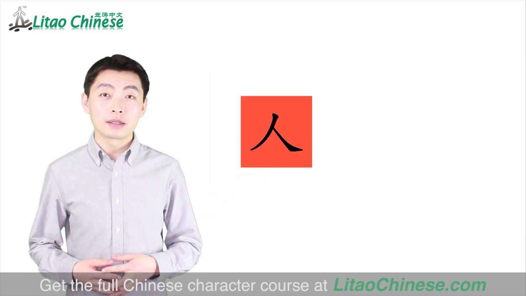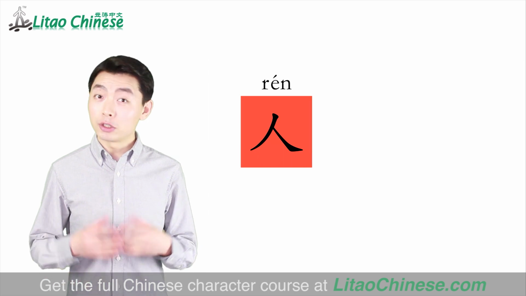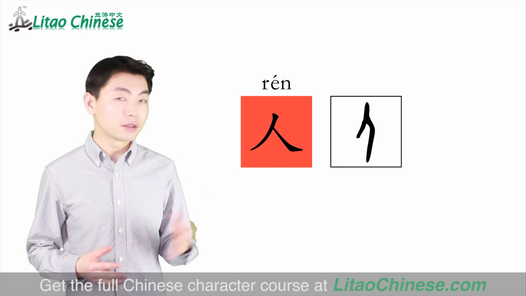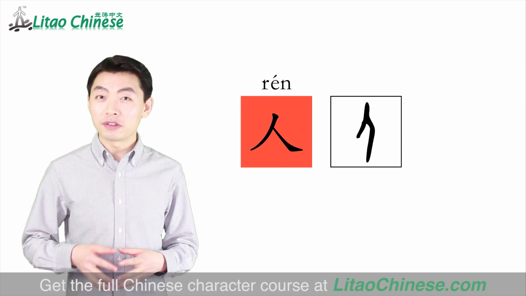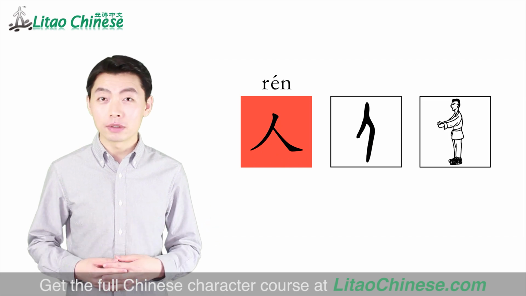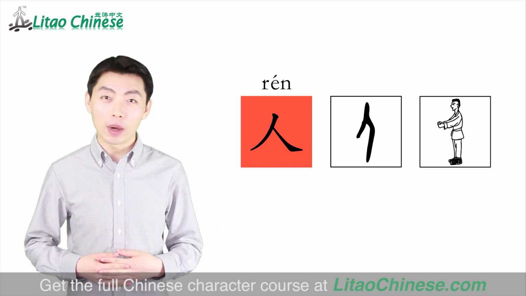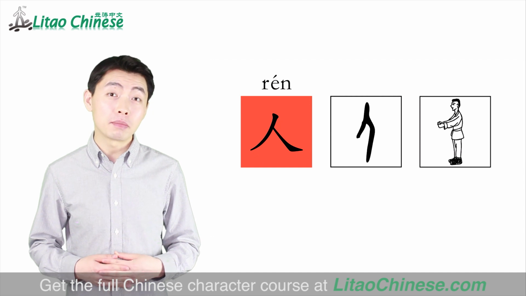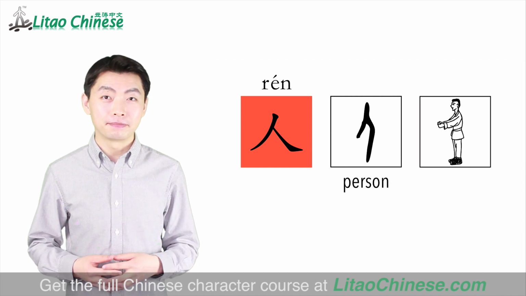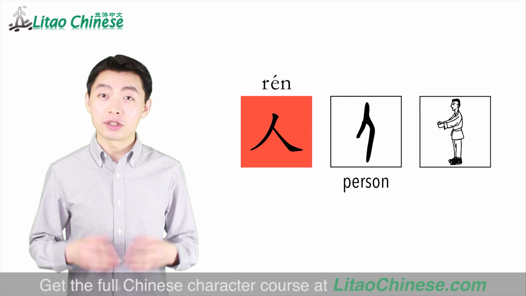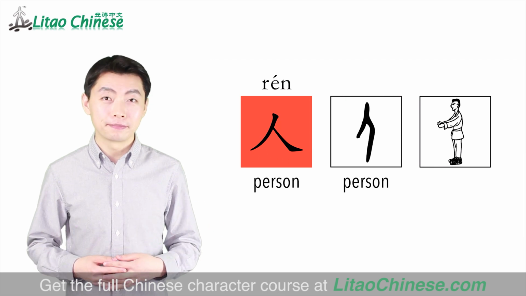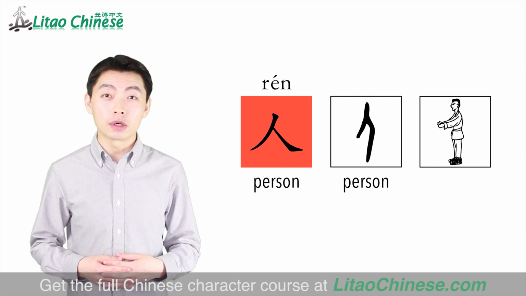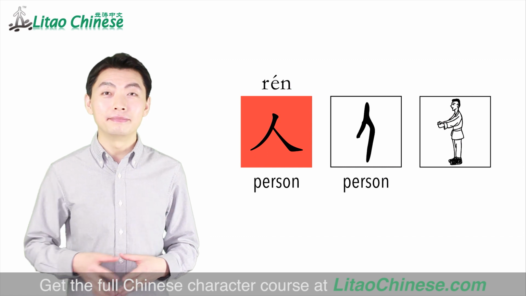This character is 人. It's originally written like this. The ancient written form looks like a person who is standing sideways, which refers to the meaning of person. The current version still means person. Let's look at 3 words with the character 人.